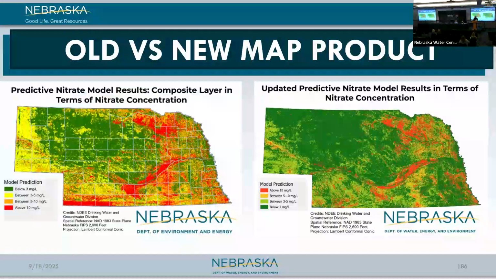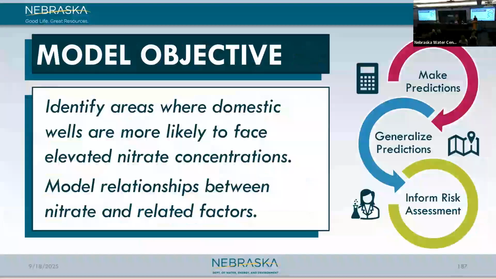So today we're going to go on a journey from the map that you're seeing on the left to the one that you're seeing on the right. But before we can really get into the mapping and the modeling, I want to tell you how we got here. Last year, the Nebraska Department of Environment and Energy at the time, we were tasked with doing a statewide nitrate study focusing on nitrate in drinking water. And as a part of that nitrate study, we also developed a predictive model to try and identify areas where private domestic wells were at higher risk of exceeding the nitrate standard of 10 milligrams per liter.